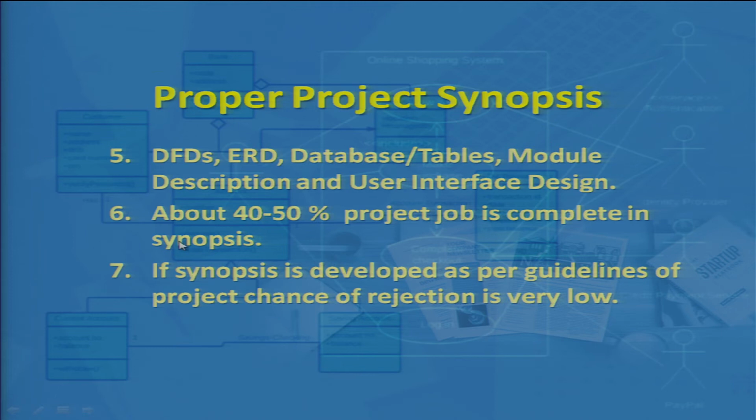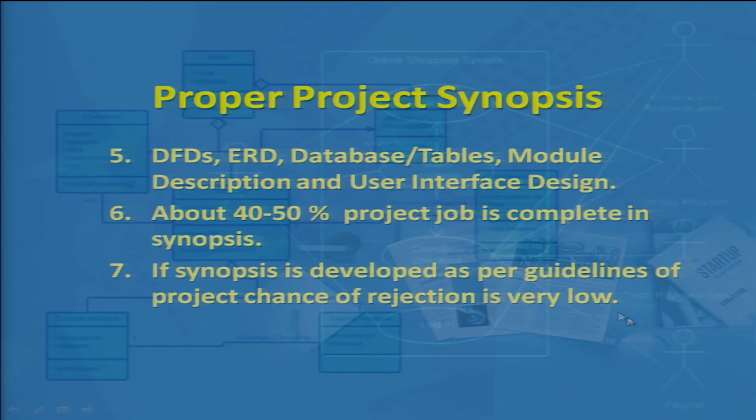So, in this way if you see, your project synopsis consists of about 40 to 50% of the project activity. So, if you are doing a proper project synopsis, it is not that you are not doing your project activity. Your project synopsis itself completes about 40 to 50% of your project activity. Once your synopsis is approved, then you have to implement it, then you have to test, and finally you have to prepare your report. So, if the synopsis is developed with the guidelines provided to you, there is a very good chance of synopsis approval, and definitely it is going to lead towards proper development of your project report on time.